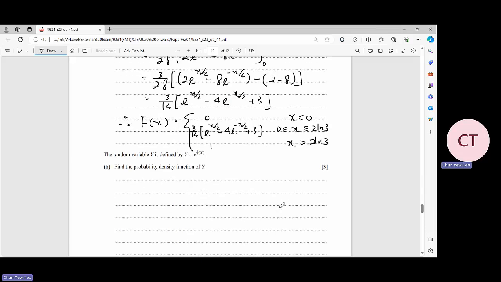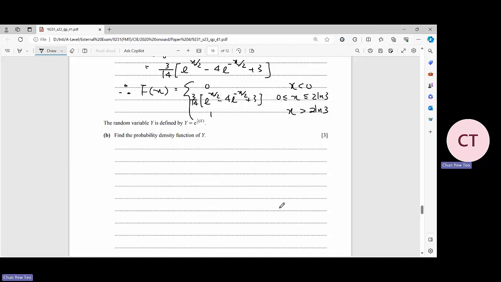Now, move on. We want to do part B. Part B, they want to find the PDF for Y. So first of all, we need to find the CDF for Y. CDF for Y is the probability that Y is less than or equal to y. So less than or equal to y, change your y to become e to the power of x over 2.